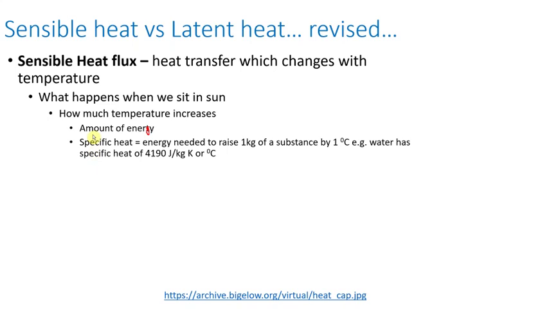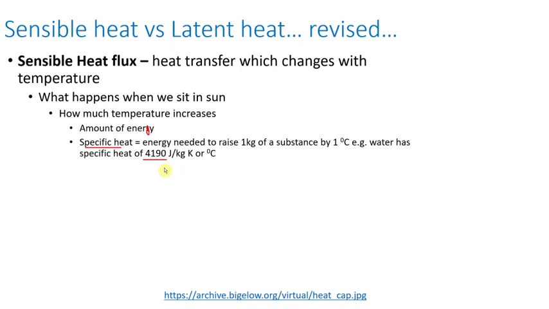For example, if you are sitting in the sun when the sun is right on top of us at noon time, we will be feeling more heat. And the other thing is the specific heat. Specific heat is the energy needed to raise the temperature of 1 kilogram of a substance by 1 degree centigrade. Water has a high specific heat, which is about 4,200 joules per kilogram for a degree centigrade.